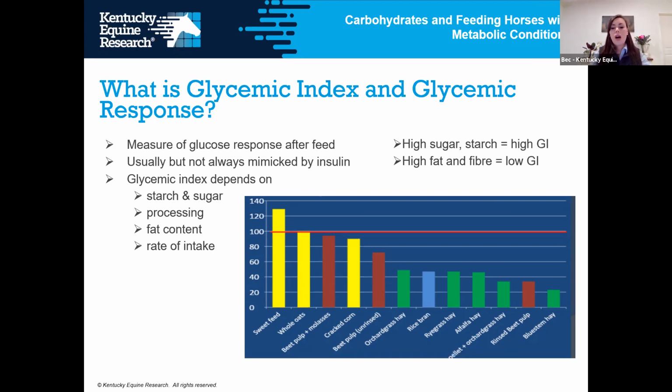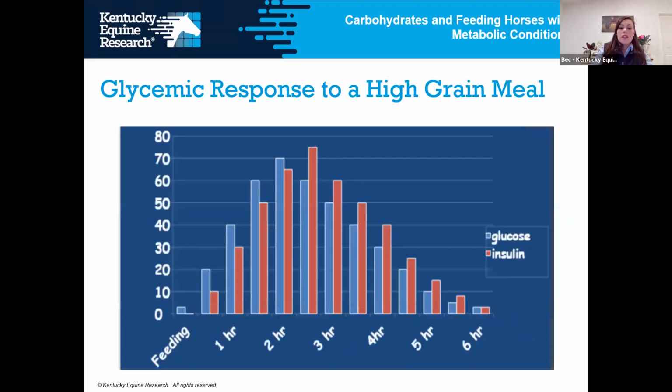So something that is high in sugar and starch is typically classified as higher GI, and something high in fat and fibre is lower GI. But we still do need to consider the amount of feed that's going into the horse's digestive system in one go. So this little graph here is just a glycemic response to a high grain meal.